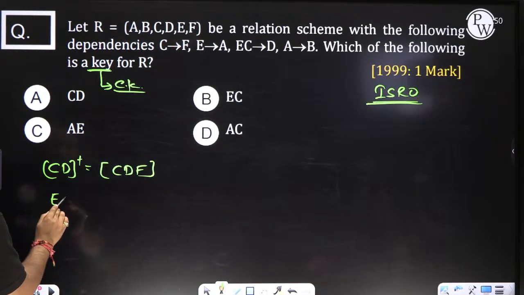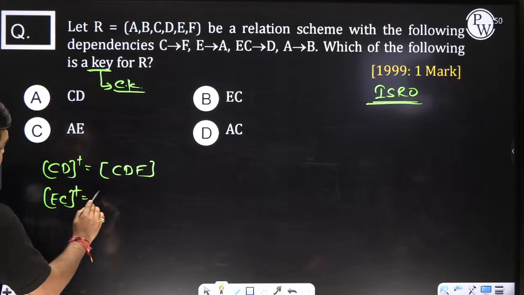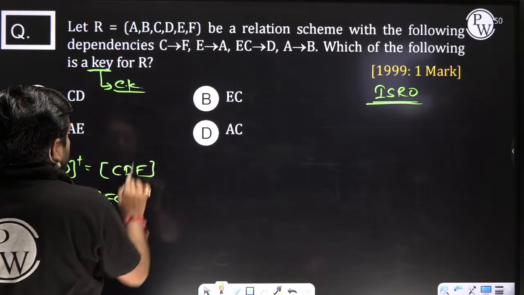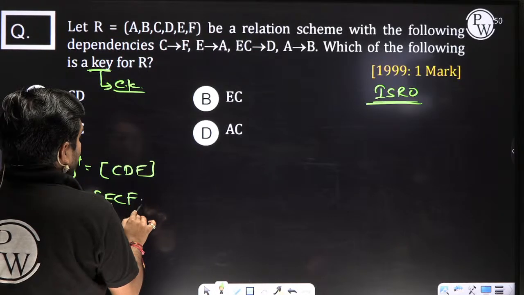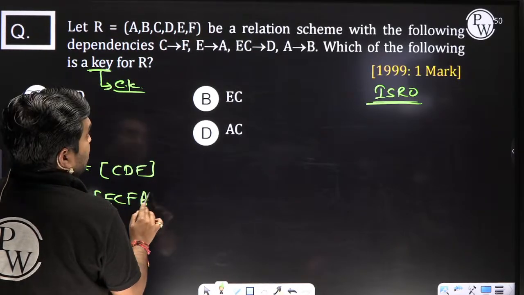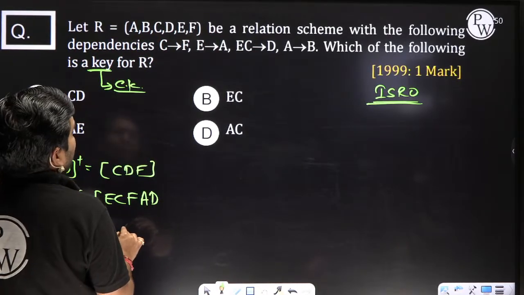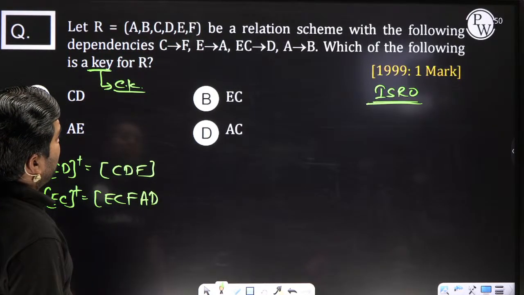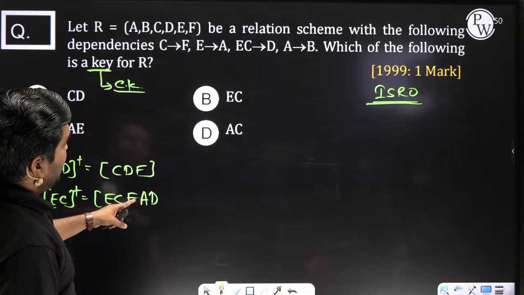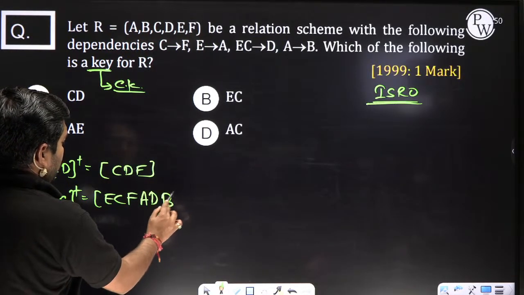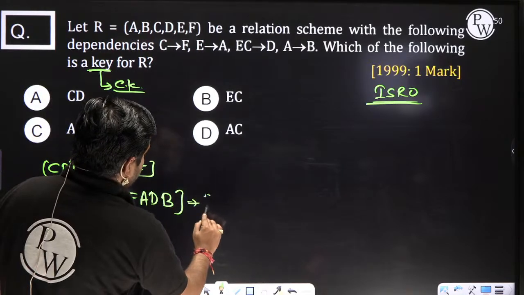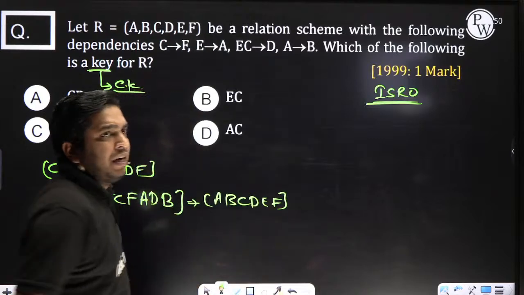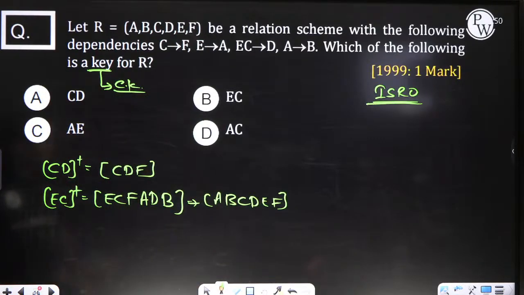When you take the closure of E, what is happening? E, C: C determines F, E determines A, and E, C determines D. Getting my point? E, C determines D, C determines F, and then A determines B. We are getting, just arrange alphabetically, A, B, C, D, E. Deep, are you getting, beta? Deep, Seema, everyone write down in chat box.